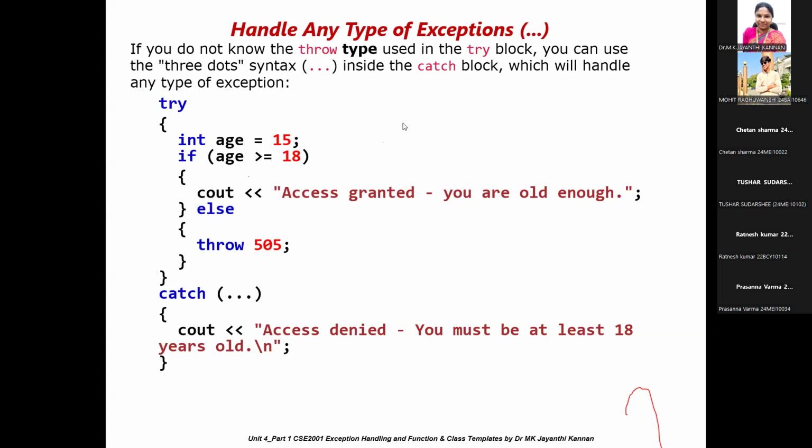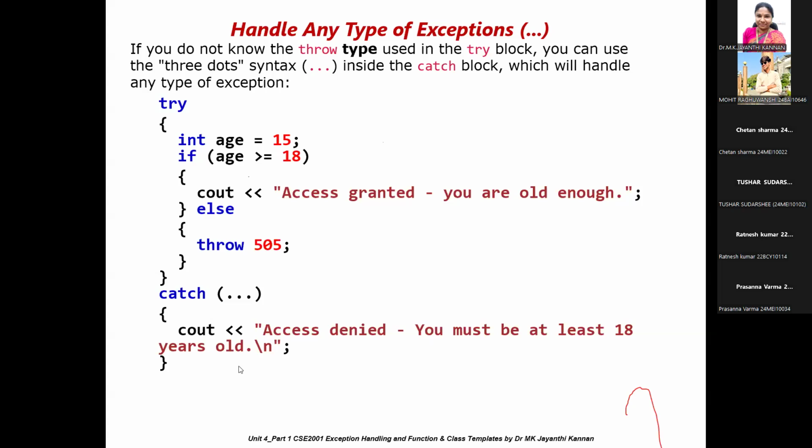If you do not know the throw type used in the try block, in that case, you can use the three dots. So if the type is not predefined in the catch block, we can handle any type of exception. Say, for example, try if age is equal to 15, if age is greater than or equal to 18, access granted, you can vote. Else it will throw the error 505, where the error 505 is mapped to the catch block, and it will display access denied.